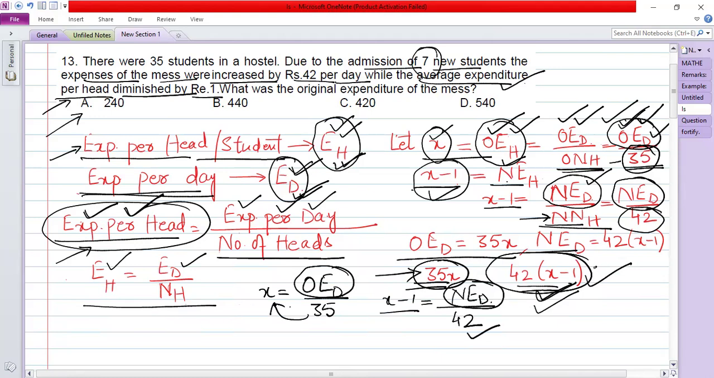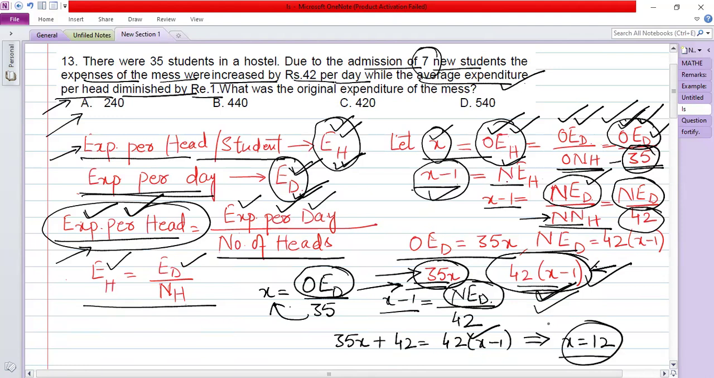then either I should subtract 42 on this side, or I should add 42 on this side. So basically, I had added 42 on this side. So that's equal to 42 times X minus 1. And when we solved this, our X came out to be 12. So what was this 12? Actually, this was the original expenditure per head. So if this is the original expenditure per head, what will be the original expenditure per day?